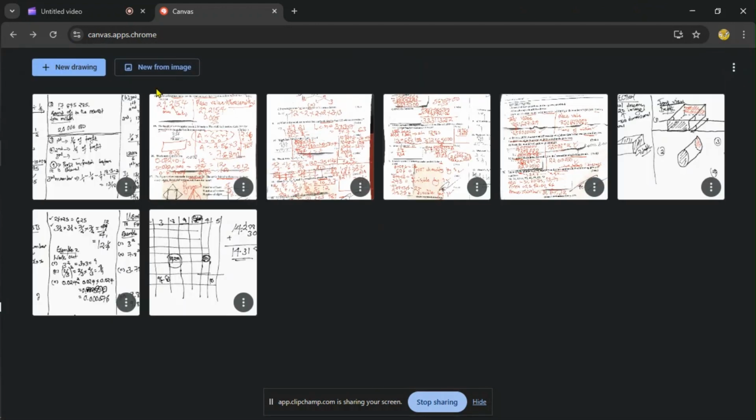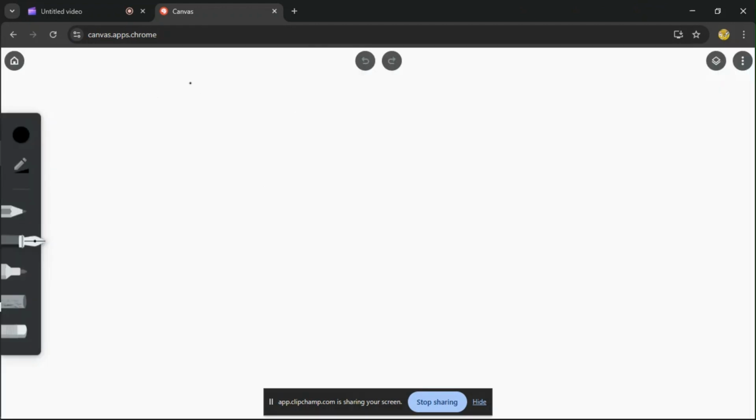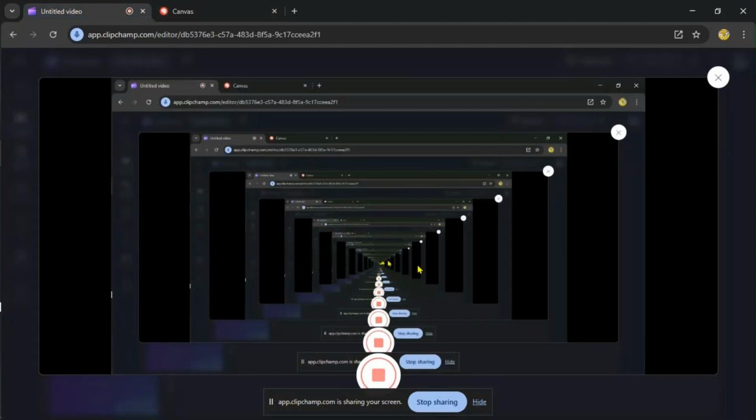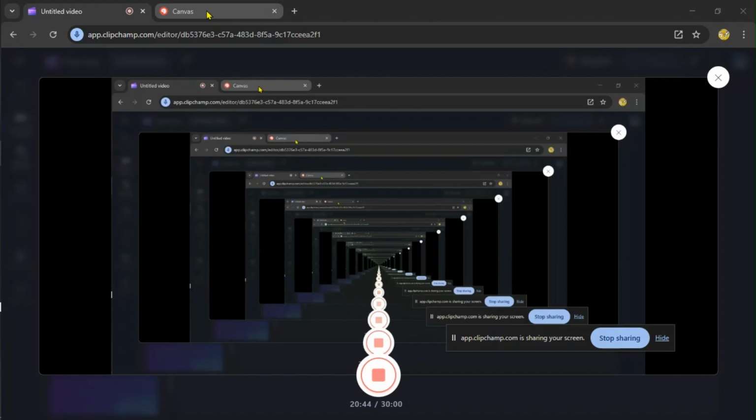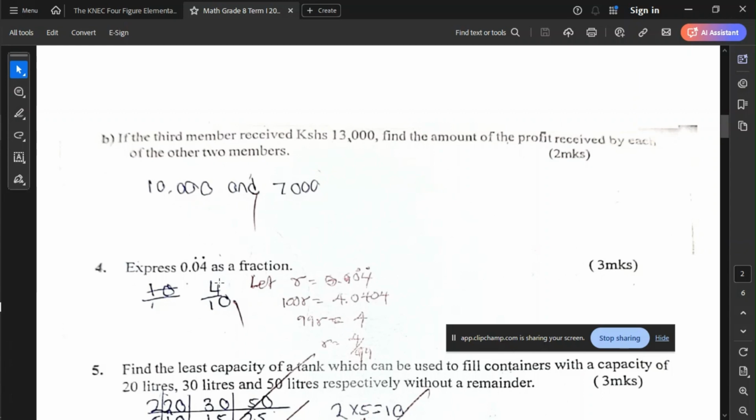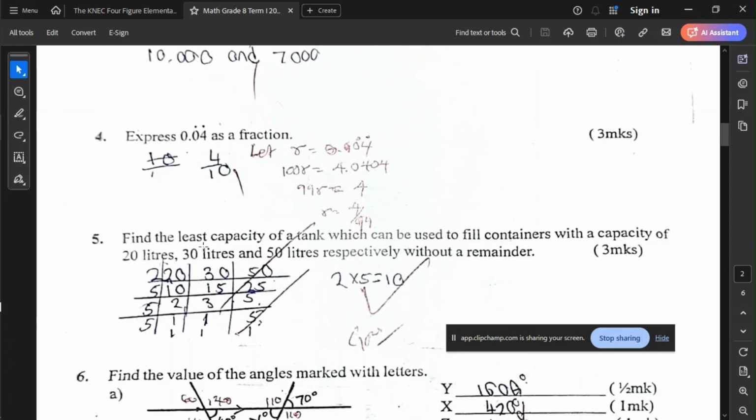Let me open another page here. Good. Let us go to the next question that reads, number 4, express 0.04 recurring, because of these points here, as a fraction. So I'll come to my working space. I come here. This is number 4. This question number 4.